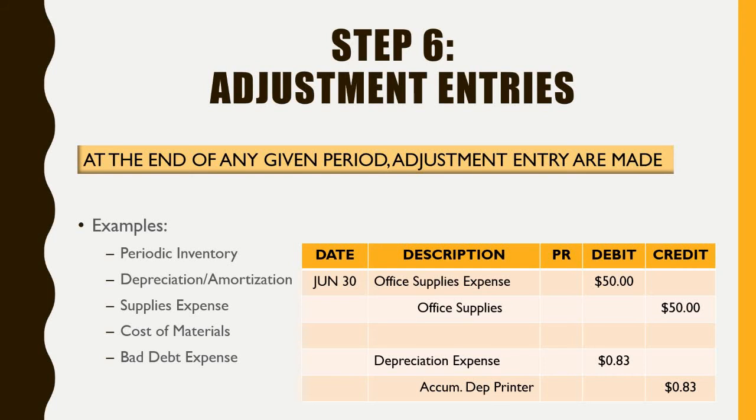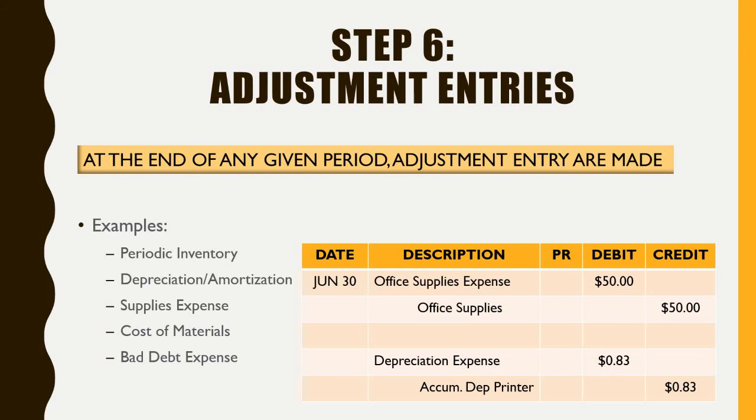So same thing, if you buy supplies, you're not going to have supplies sit in your office unused for a whole month. If you open it up and you start using it, you need to calculate how much of those items you actually use. And that's called the adjustment entry. And typically it happens at the end of any given period. And we'll talk about what a period is, because a period can be anything, all right? And we'll talk about that later.